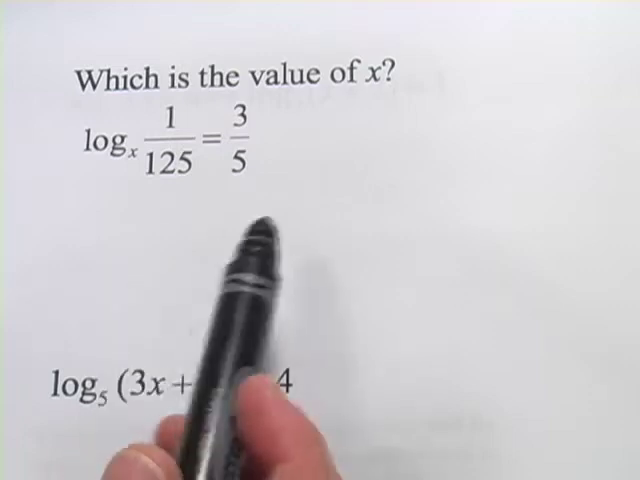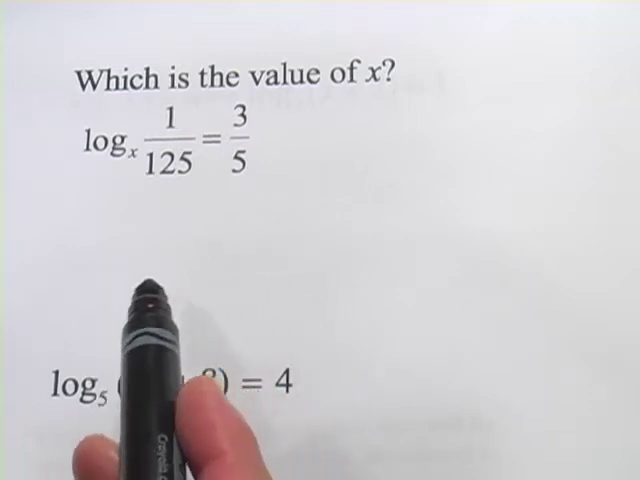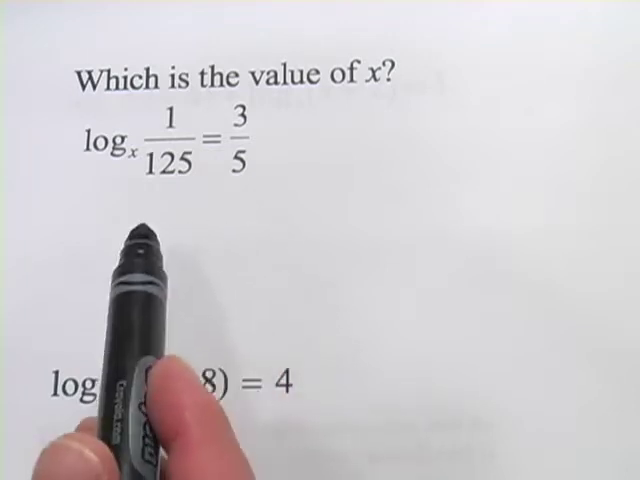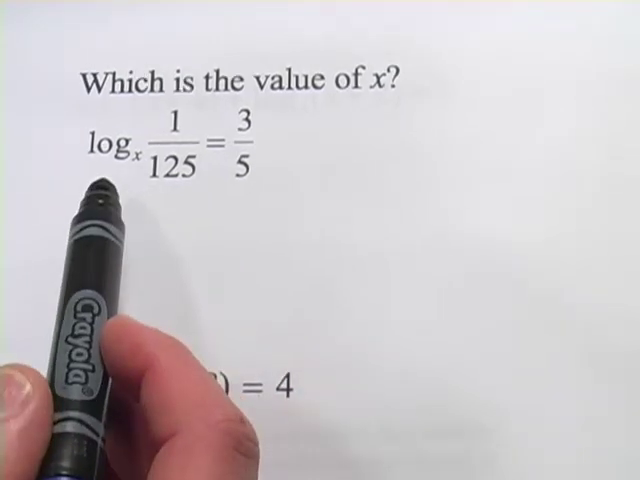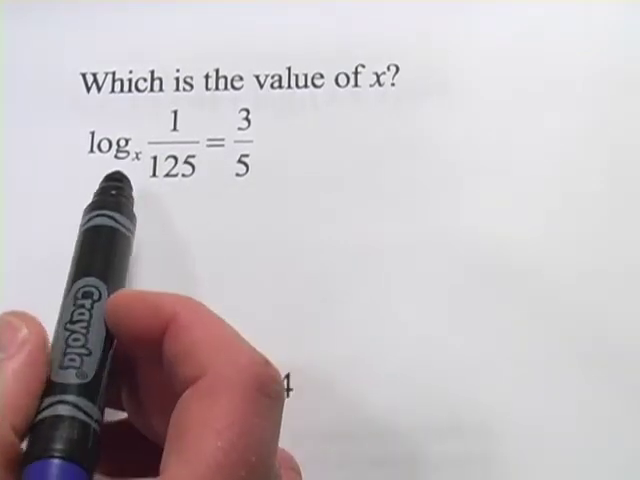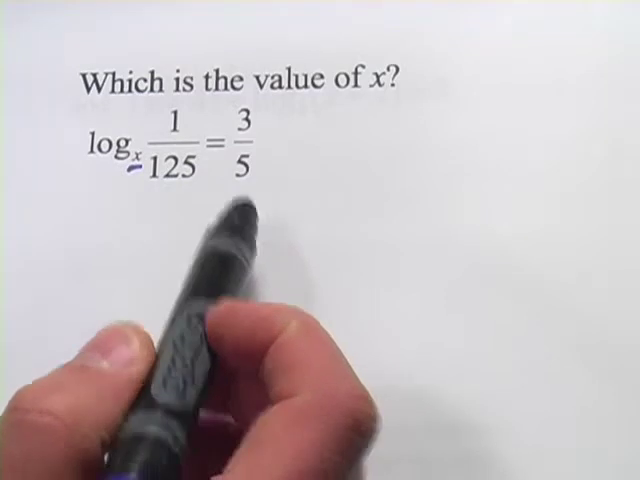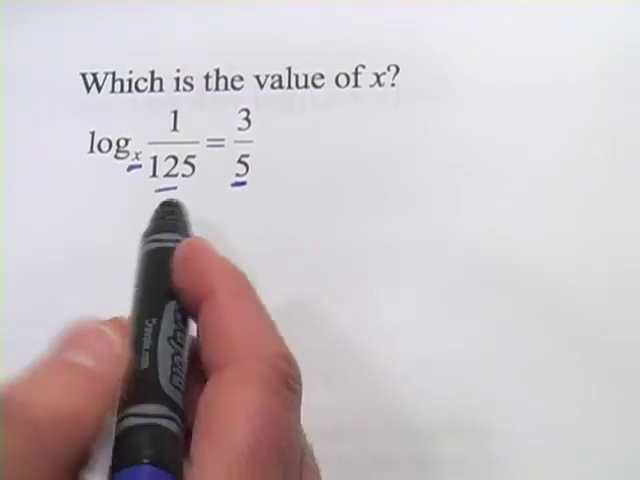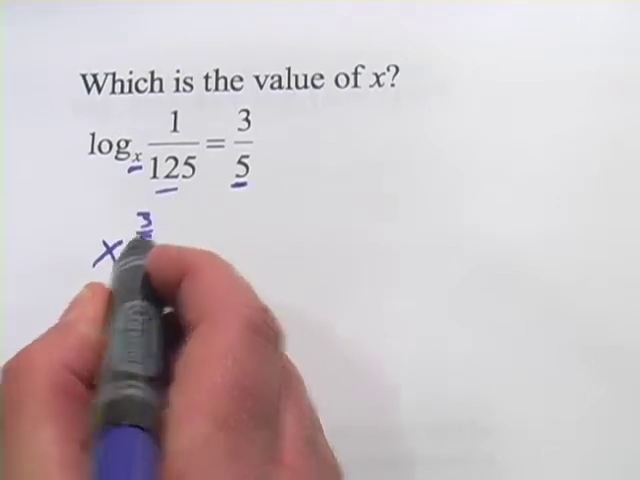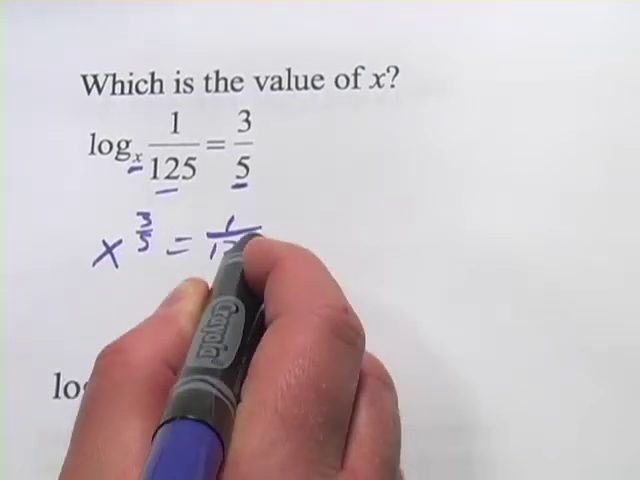Here we have some logarithmic equations that we're trying to solve. And we're going to do that mainly by converting them to exponential form. In this first one, we have the log base x of 1 over 125 equals 3/5. And remember, what that means is x, the base, raised to this power equals that. So we can just write it that way. X to the 3/5 power equals 1 over 125.